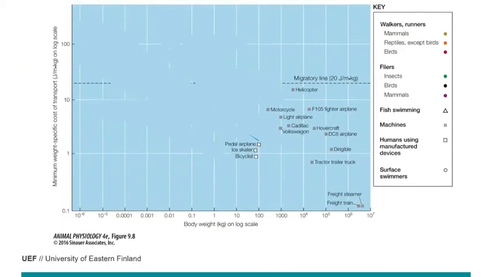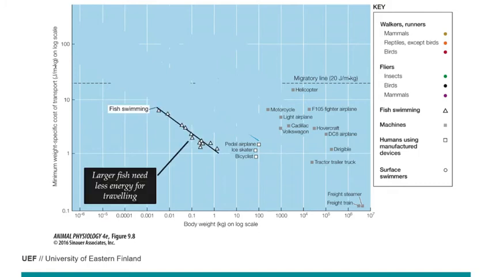And what is the best way to travel with the different transportation methods? If we compare different sizes of fish, there is a linear correlation on a logarithmic scale: the larger fish need less energy for traveling. The largest fish consume maybe 1 joule per meter per kilogram.